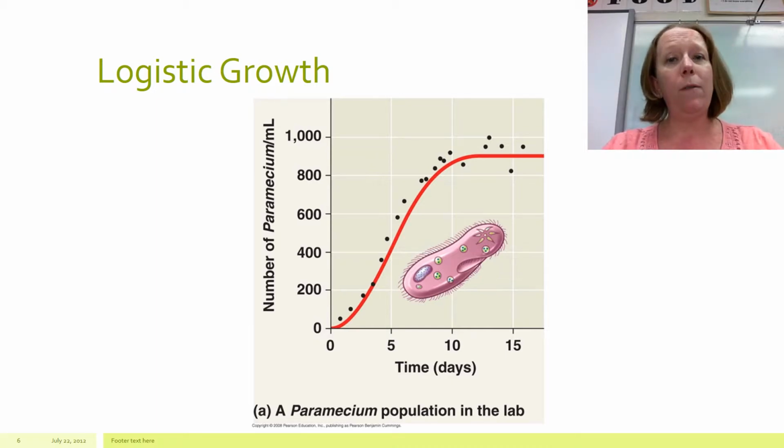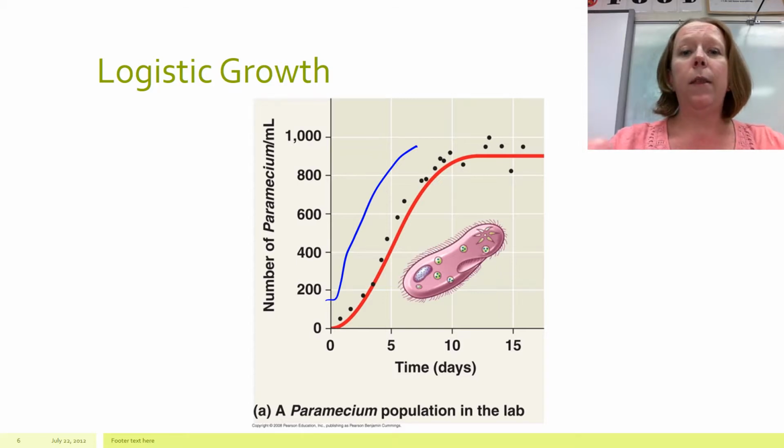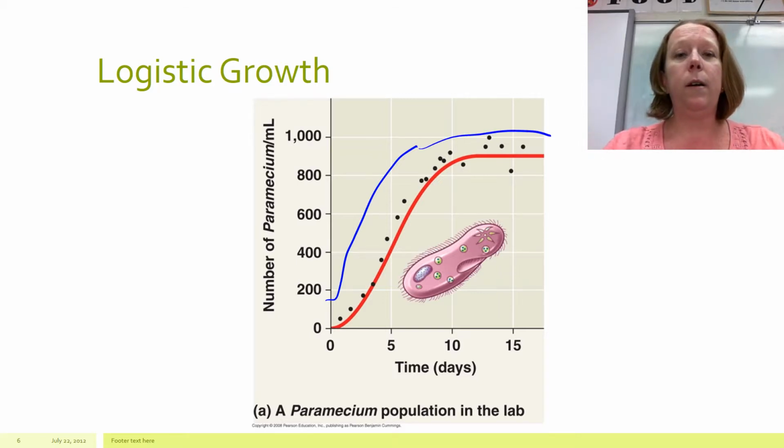And so when you graph that, you get this S-shaped curve, where initially you have that exponential growth pattern in the early stages because there's plenty of resources when the population is small, but as the resources become less available and there's more competition, that's when you see it start to level off there at that carrying capacity.